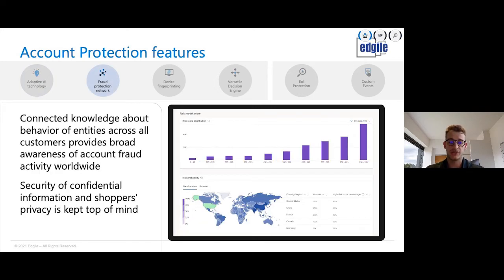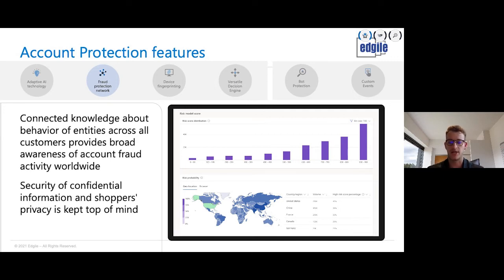The second piece is the fraud protection network, and I've somewhat indirectly touched on this so far, but this is where all users of the Dynamics 365 fraud protection solution are mutually benefiting from this consortium network, if you will, of data. So obviously Microsoft as a merchant and our numerous other customers and partners are all contributing to this network, of course, in a compliant and anonymized fashion.